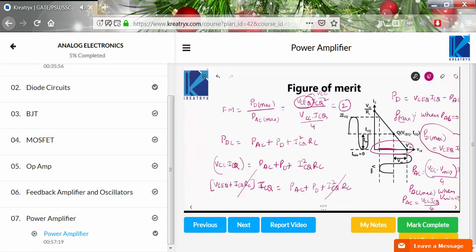Right, coming to the conclusion, in case of class A power amplifier with direct coupled, the transistor gets heated up in the absence of AC input because of higher power dissipation, right? When AC input is applied, power dissipation reduces. And also in case of class A amplifier, the maximum efficiency is 25% and the figure of merit is a very high value. That's why we will go for a new power amplifier, that is class A transformer coupled amplifier.